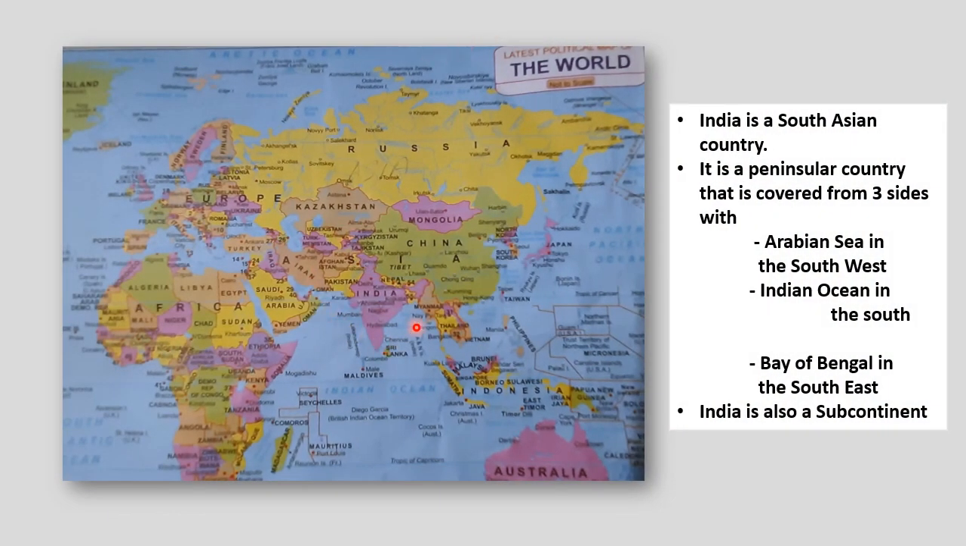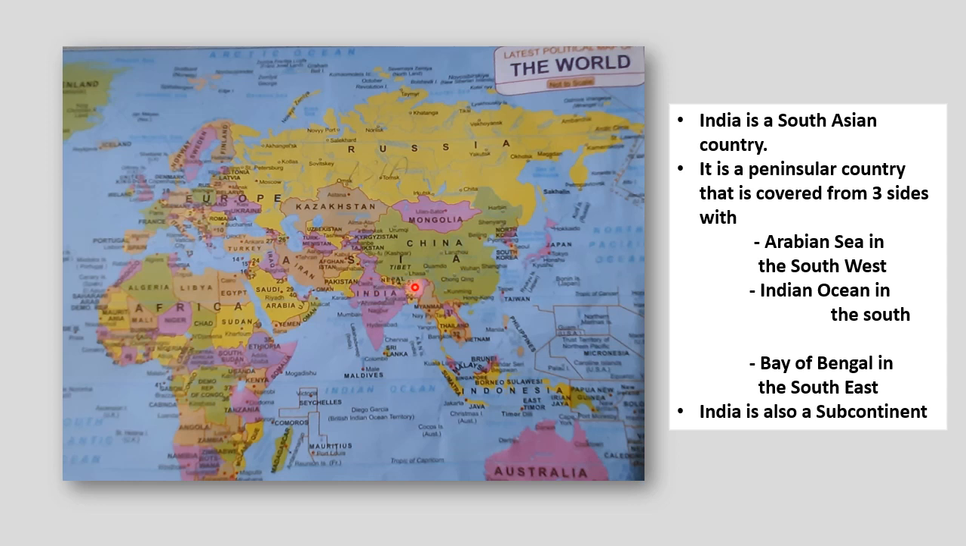We all know that India is a country in the southern part of the Asian continent. Okay, so we can say India is a South Asian country. Next is that it is surrounded from three sides with water. And what are the water sources here? Arabian Sea, Indian Ocean, and Bay of Bengal. Right. So that's the reason, since it is surrounded from three sides with water, we call it a peninsular country.